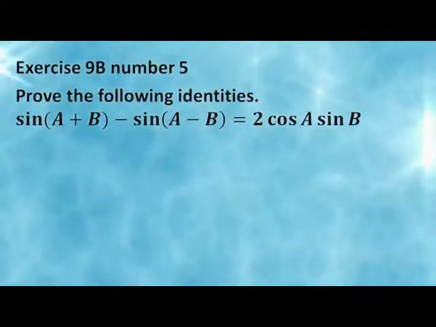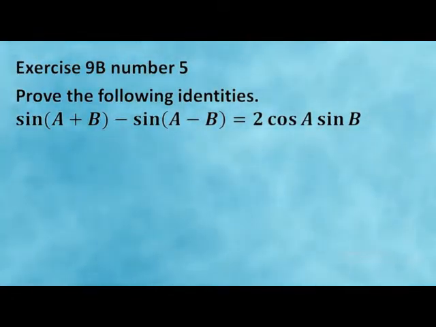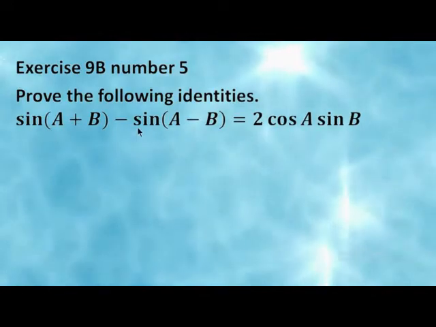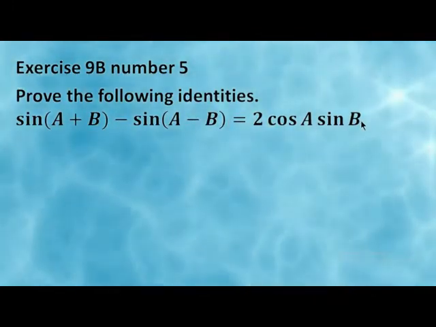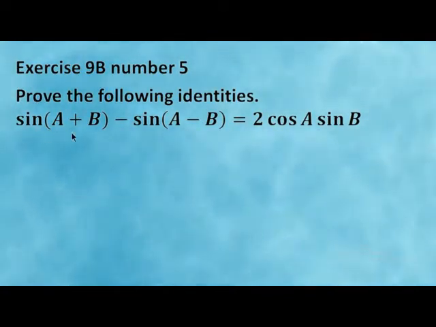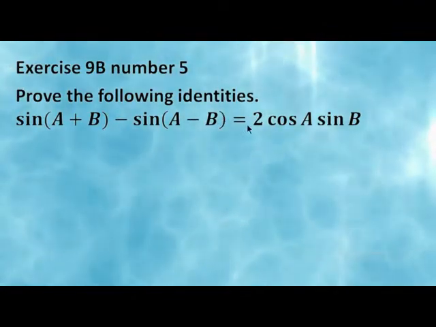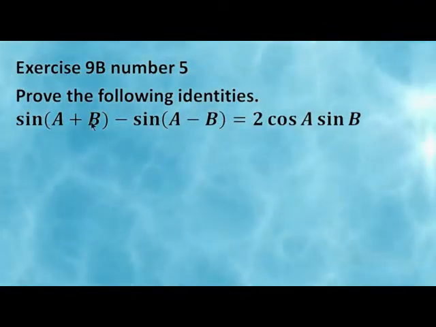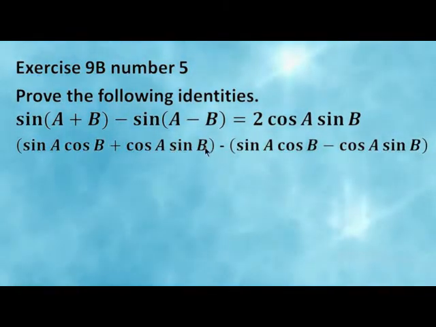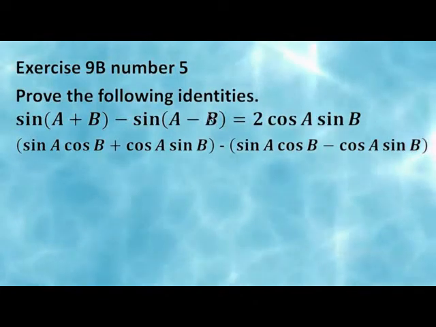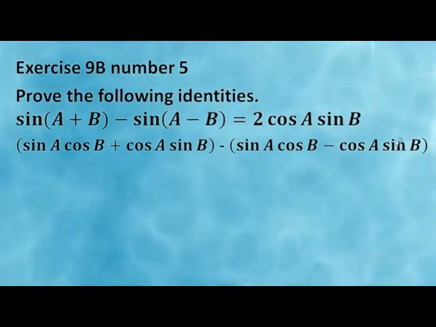Okay, let's jump to exercise 9B number 5. Prove the following identity: sine A plus B minus sine A minus B equal to 2 cosine A sine B. Okay, we can expand this and expand this one. We work from the left to the right. So sine A plus B equal to sine A cosine B plus cosine A sine B. And then sine A minus B equal to sine A cosine B minus cosine A sine B.